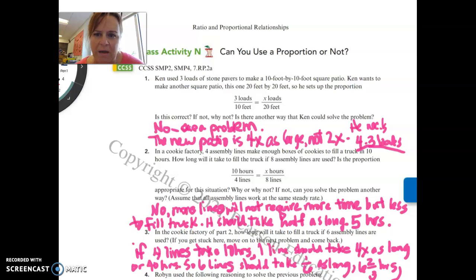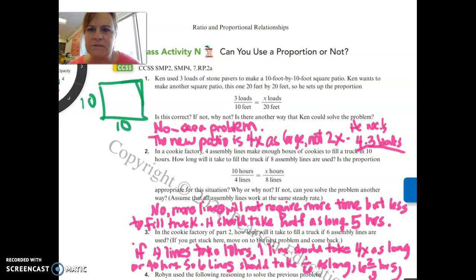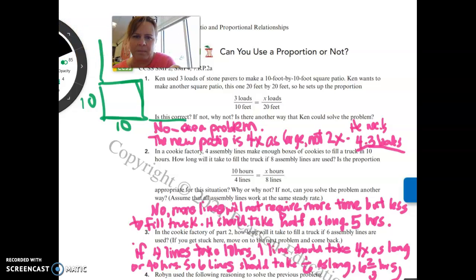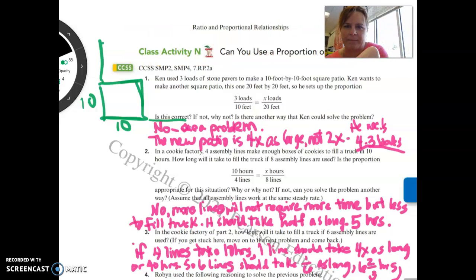All right, so Ken uses 3 loads of stone pavers to make a 10 by 10 foot square patio. I'm gonna actually get a pen going here. So I always like to draw what I'm thinking about. That 10 by 10 patio took 3 loads of stone pavers, and he wants to make another square patio, but this one 20 by 20, right?